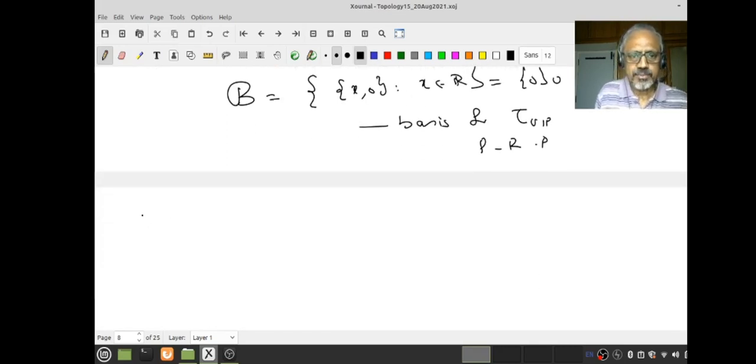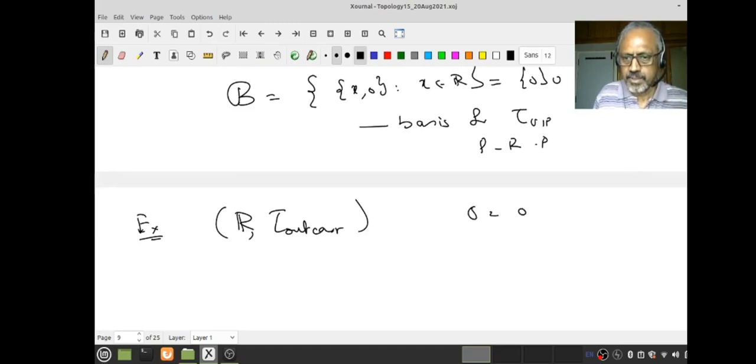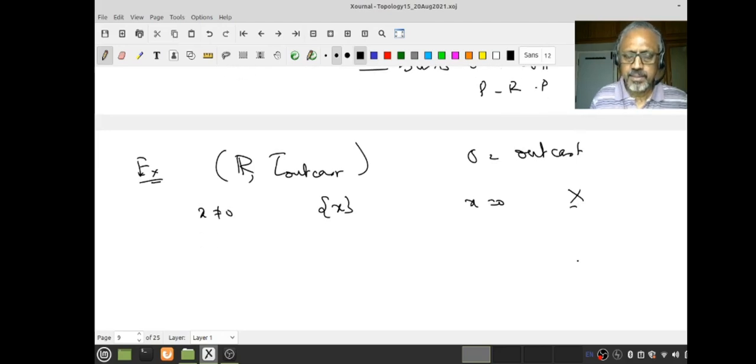So what should be the next question I should ask? Very good. R with the outcast topology. 0 is again the outcast. Now what are the simplest open sets? If x is not equal to 0, the simplest open set is {x}. And if x equals 0, the simplest open set is all of X. Right? Therefore, what should be the basis for this?